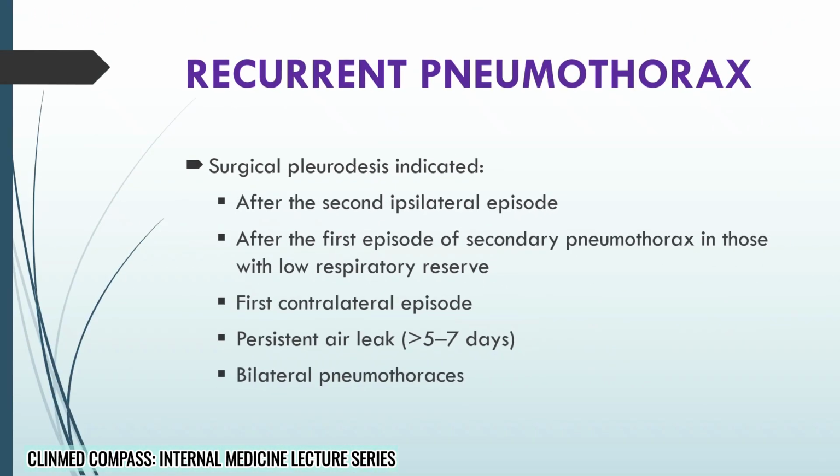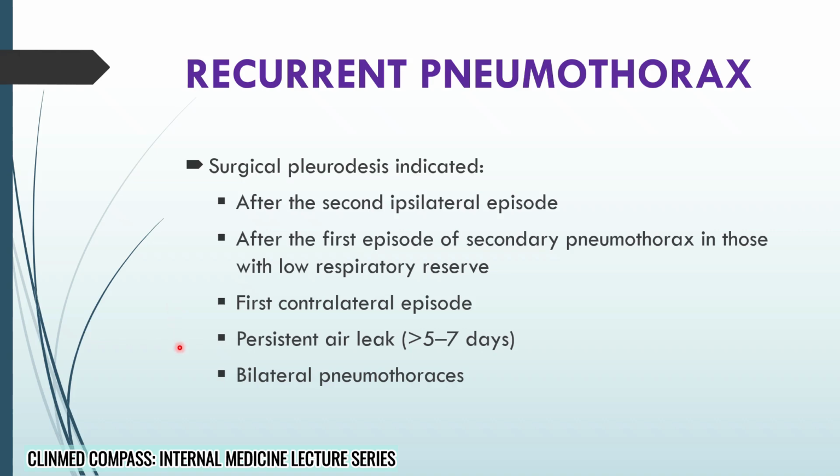What are the indications for surgical pleurodesis? 1. First, second ipsilateral episode of pneumothorax. 2. First secondary spontaneous pneumothorax in those with low respiratory reserve. 3. The first contralateral episode of pneumothorax. 4. Persistent air leak. And 5. Bilateral pneumothoraces.